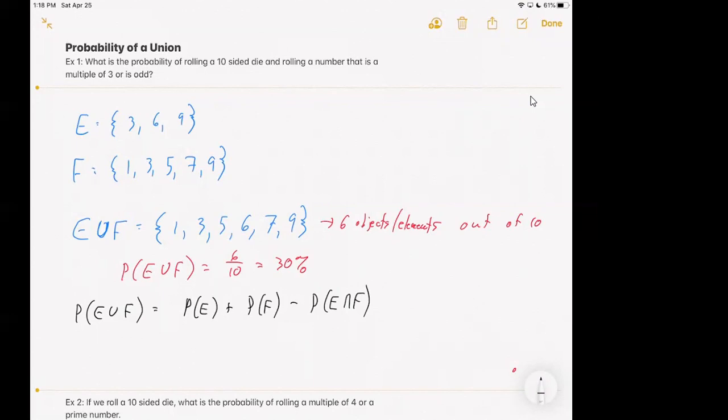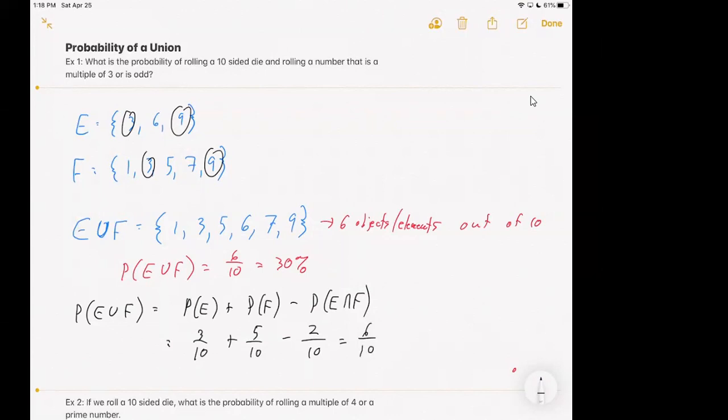So the probability of being in E is clearly 3. There are 3 elements in E, so 3 in 10. Your probability of being in F looks like it's 5 in 10. If you simply added those up, you'd have 8 things. That would be too many. So how many things are in the intersection of those? We didn't write that out, but the elements that are in both are these 2. So if we subtract that out, then we suddenly have 6/10, which is the right number.